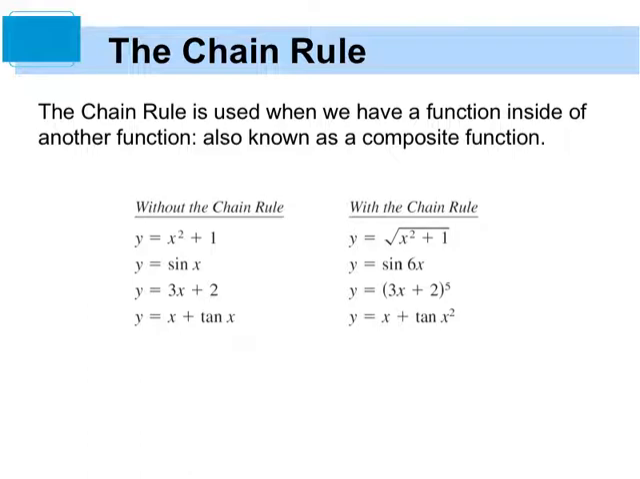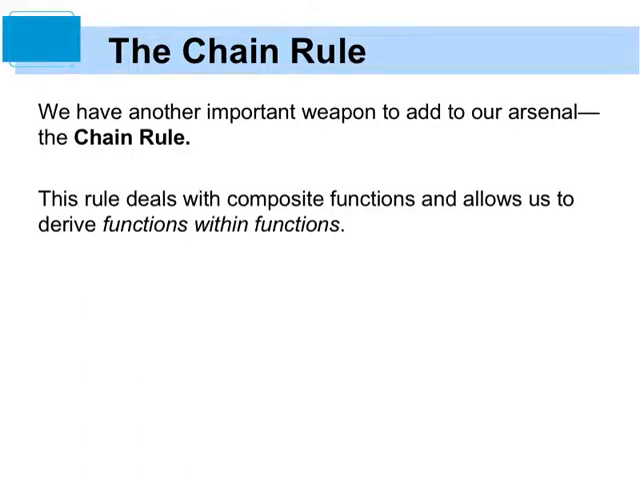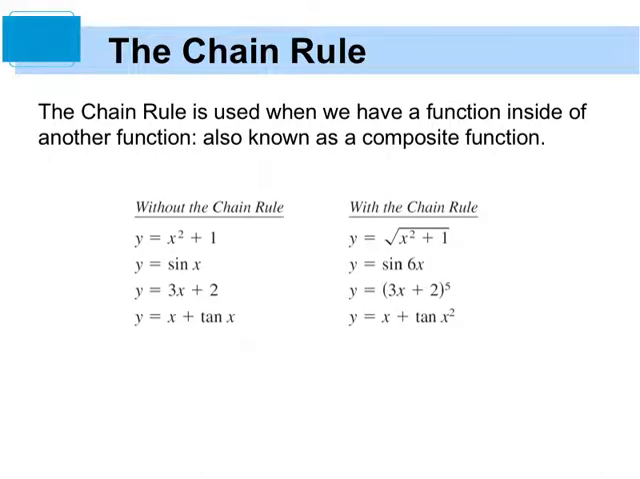Beautiful. Okay, so like it says up here, and like I already mentioned, we're gonna be taking the derivatives of composite functions. So in this little chart, on the left-hand side, I've got functions that we can deal with up until we get to the chain rule. So you know how to take the derivative of x squared plus 1, sine x, 3x plus 2, and x plus tangent of x. Those are all fairly simple. However, if I end up putting those within another function, I get a composite function, a function within a function, and we have to use the chain rule. I'll give you the rule. It really won't start to make sense until we start looking at some examples.